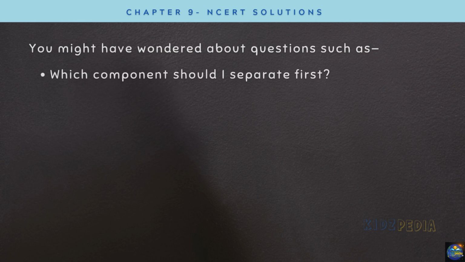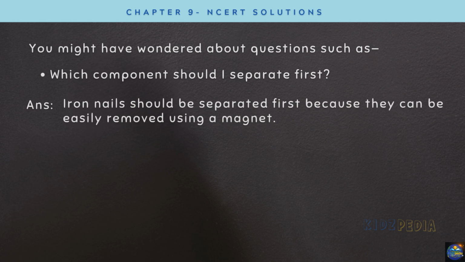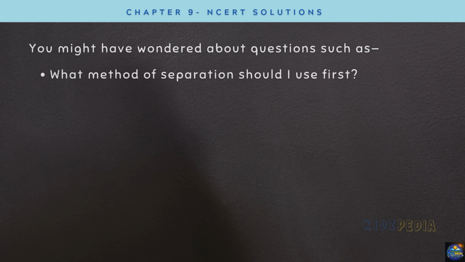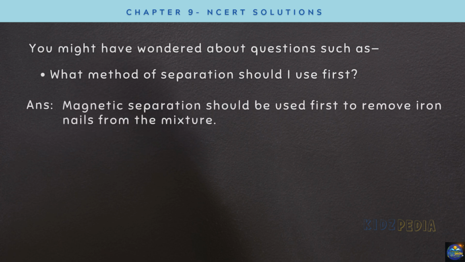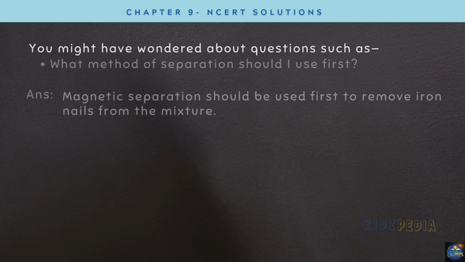Which component should I separate first? Here, iron nails can be easily separated using a magnet and it is the quickest and easiest method. So, iron nails should be separated first because they can be easily removed using a magnet. What method of separation should I use first? Magnetic separation should be used first to remove iron nails from the mixture.